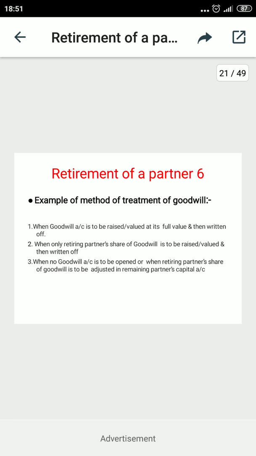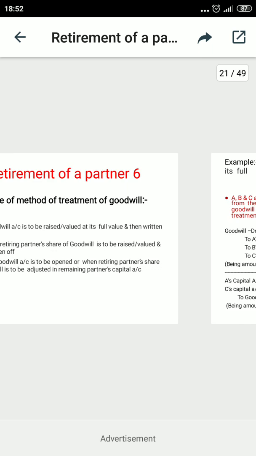I will tell you a few examples related to the treatment of goodwill. Earlier I told you about the three methods: when the goodwill account is raised with the full value and written off immediately; or when the goodwill account is raised only with the share of outgoing partners and then immediately written off; and the third, when the goodwill account is not opened and is directly adjusted to the remaining partners' capital accounts. So these are the three conditions. With the help of examples, I think you can understand better.